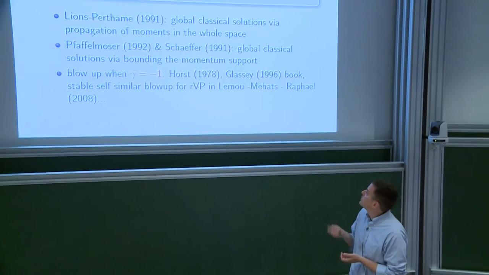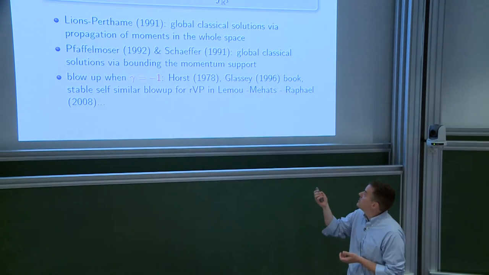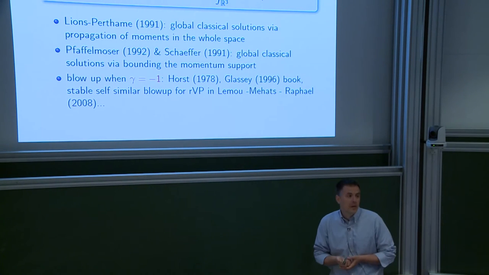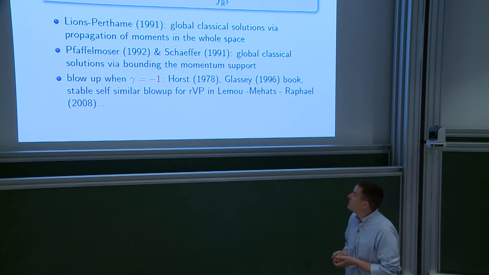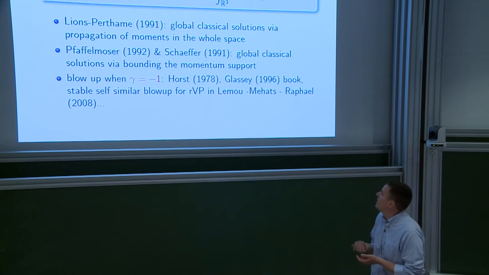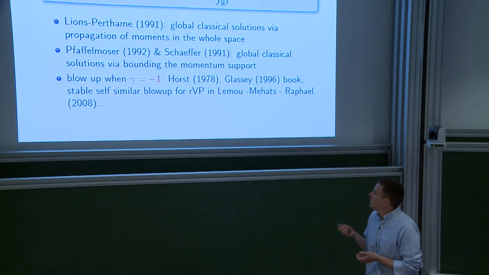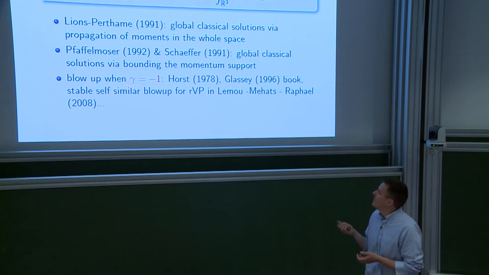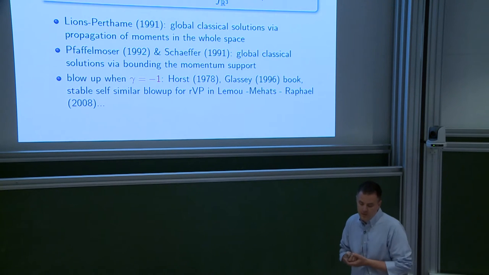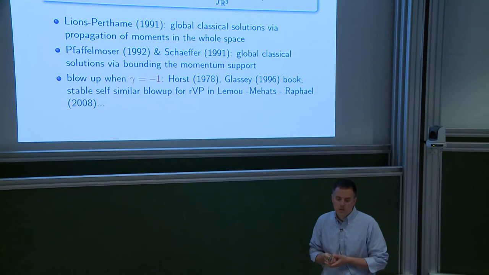These large data theories work in both the stable and unstable case, so both for gamma equal plus 1 and minus 1. On the other hand, you have blow up when gamma equals minus 1. You can do that roughly. So you can have blow up and global existence for the same model in the same spaces. This blow-up when gamma equals minus 1 is actually for the relativistic Vlasov-Poisson. It's not for the Newtonian Vlasov-Poisson that you see here.